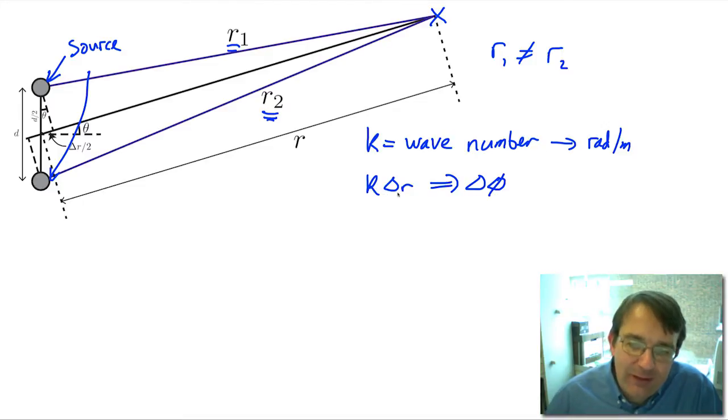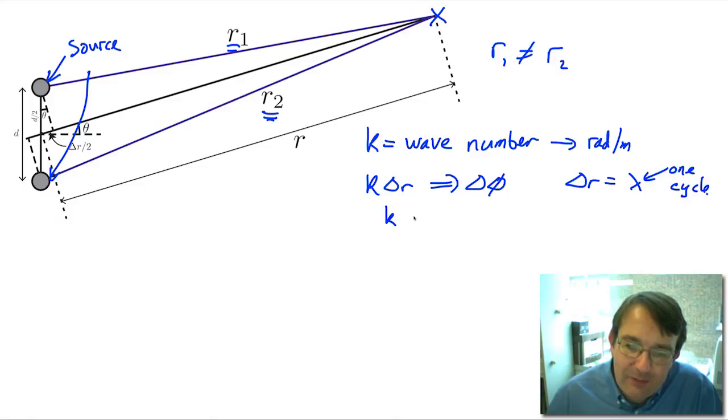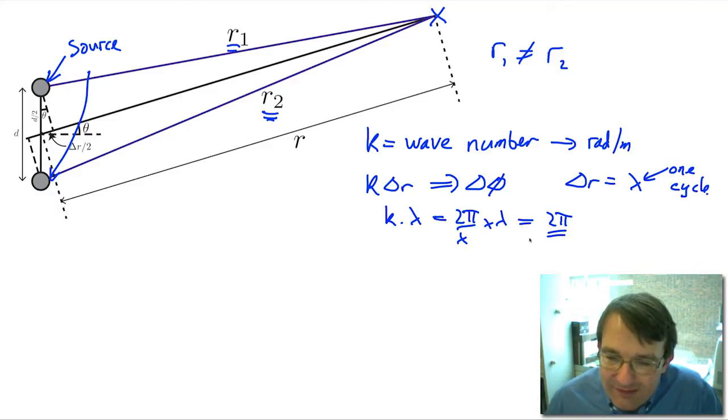And if you look at this, if we had a difference in these distances, if delta r was equal to one wavelength, then that would mean that after we've traveled this distance, we'd gone through a phase difference of 2 pi, right? This corresponds to one cycle by definition. So if we take k and multiply it by lambda, this gives us 2 pi over lambda times lambda, which equals 2 pi. Just as a quick check to see whether this makes sense, it does, because if you have a length difference of one wavelength, you expect the phase difference to be 2 pi, and that's exactly what we get.